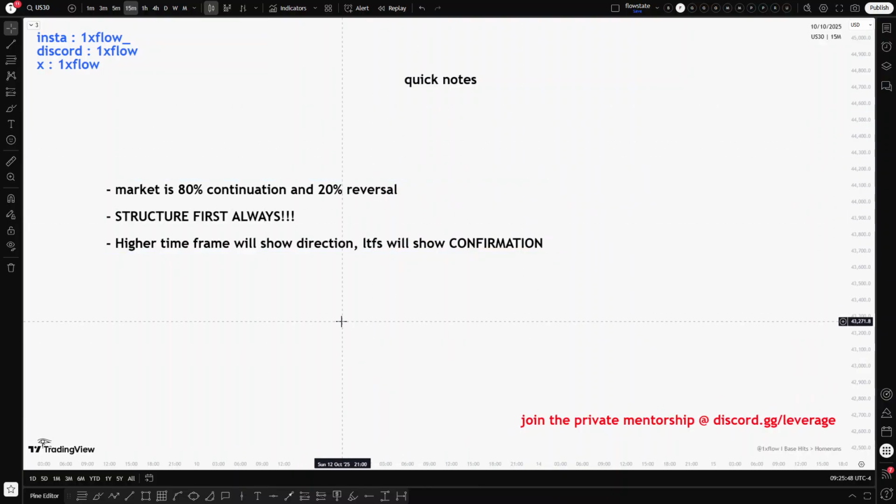Now, the best way to do this is starting with your higher time frames. Your higher time frames will show your direction. Your lower time frames will show your confirmation. So if the higher time frame is bearish, it will show that it is bearish, and LTFs will show the confirmation of that bearish structure. We'll talk about how to get into trades as far as continuation and reversals go later towards the end of the video. But definitely write these down, as they are very important to your system and understanding how to catch those reversals versus continuations.